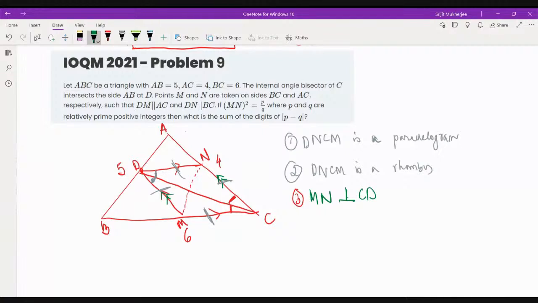Okay, so we need to find MN. So how should you find it? That's the idea. So think about it. If you understand this very carefully, what information have you been given? I think I have told you enough about this.